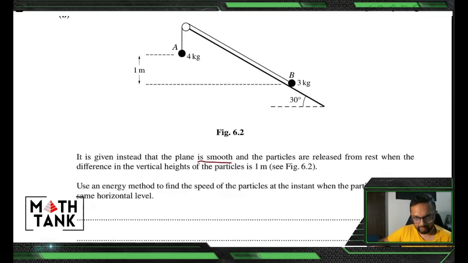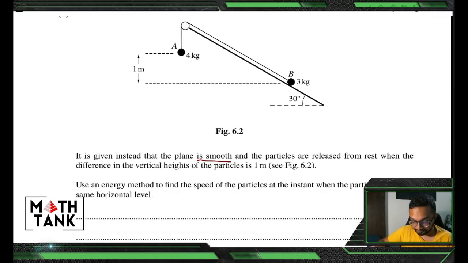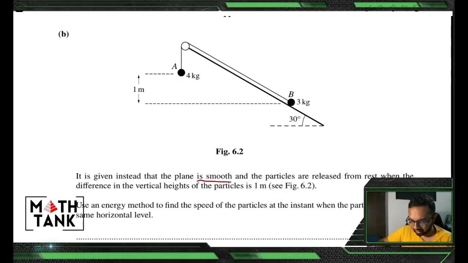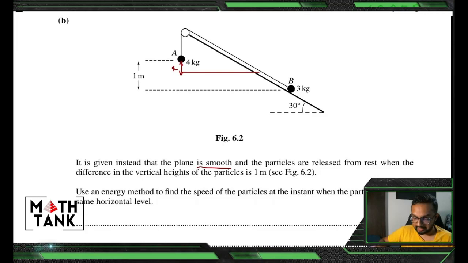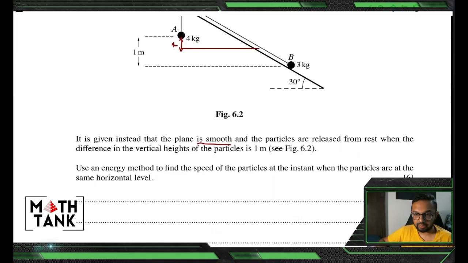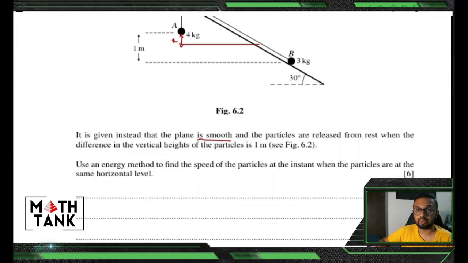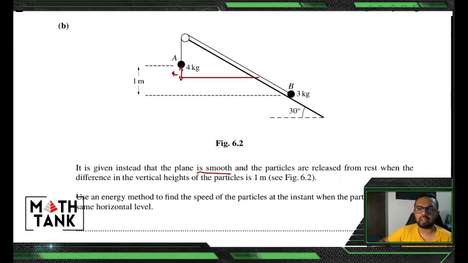This is a slightly more challenging question, so look at this carefully. It says use an energy method to find the speed of the particles at the instant when the particles are at the same horizontal level. So it's moving a certain distance x and then being at the same horizontal level as B. I'm going to take that line into account in a later calculation. So I'm bound to use an energy method.